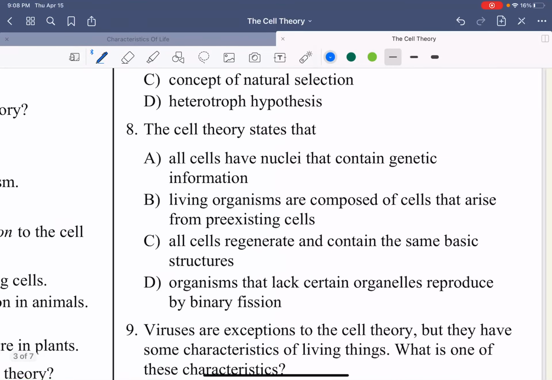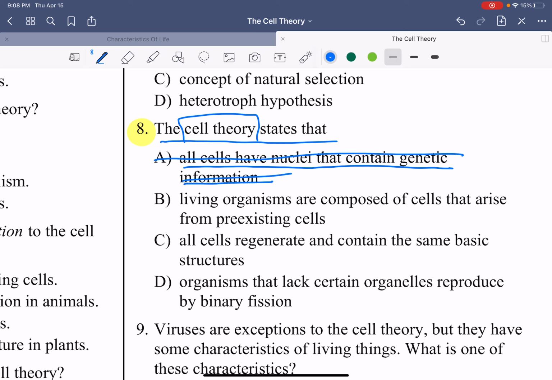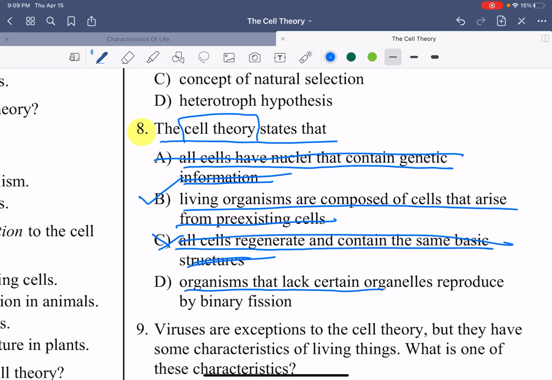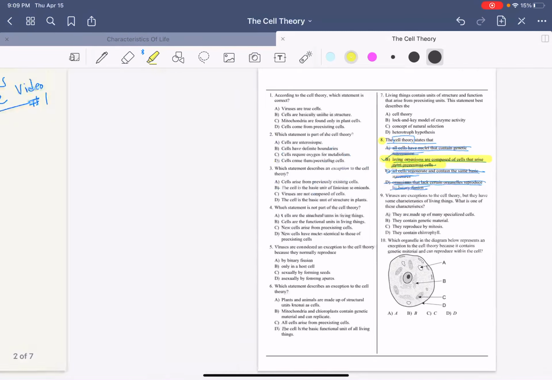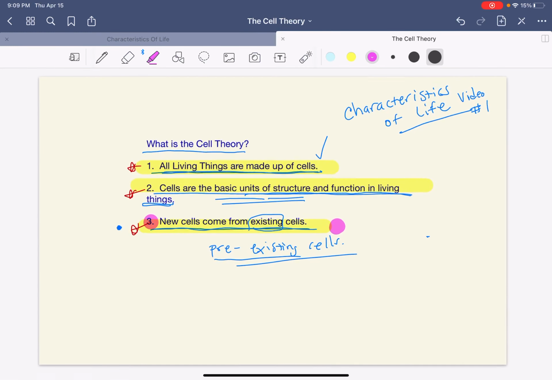Okay, let's read number 8. The cell theory states that all cells have nuclei that contain genetic information. So once again, this is a question about the cell theory. Which one is part of the cell theory? It's not this one. B, living organisms are composed of cells that arise from pre-existing cells, yes, that is the cell theory. All cells regenerate and contain the same basic structures is not part of the cell theory. Organisms that lack certain organelles reproduce, that is not part of the cell theory. The best answer for number 8 was B. As you can see, guys, that was this one: new cells come from pre-existing cells.